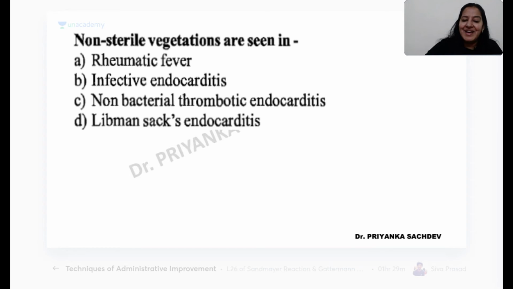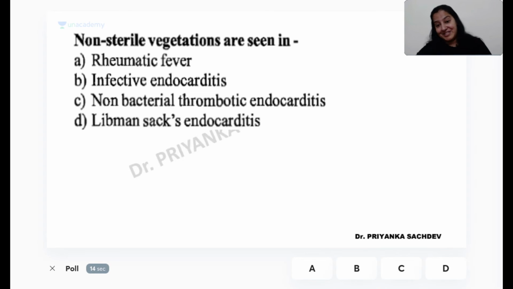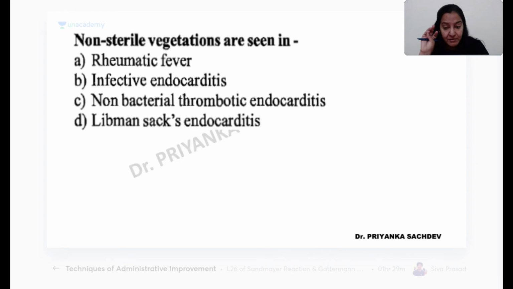Non-sterile vegetations are seen in. Very easy. I want everyone to be correct. Those who are incorrect in this question, I will slap that person. Non-sterile vegetations are seen in. I have told you 4 types of endocarditis. The first 3 were sterile. The last one was due to bacteria. That's why it is non-sterile. So, non-sterile endocarditis is seen in.